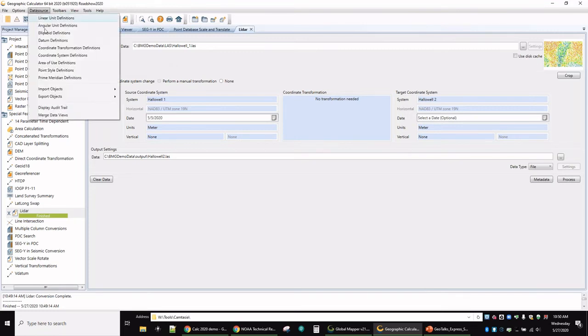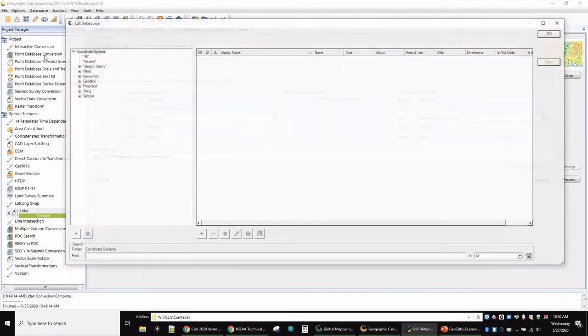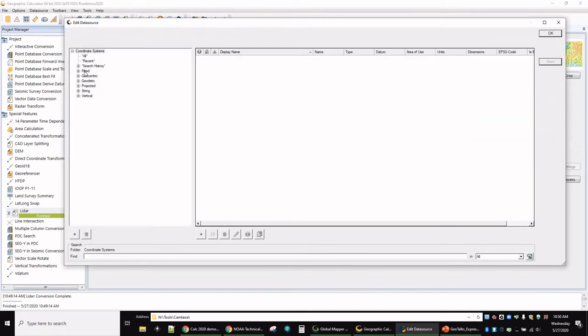If I go to data source, coordinate systems, and look in the fitted folder, there are the two systems. They're blue because they're custom systems that I've imported. So I built those on one machine, exported the whole package as one XML file, and imported on this machine. A very handy feature.